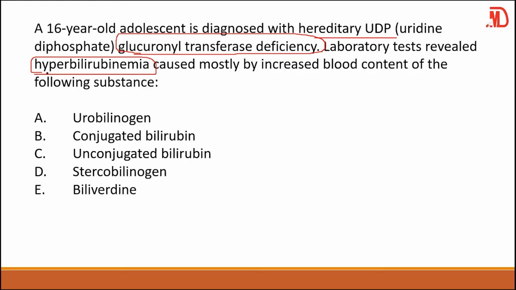Good. So over here, we are looking at unconjugated. Because the question is, the lab reveals this, but this is caused mostly by the increased blood content of the following substance. Of course, we know there's too much bilirubin, but which type of bilirubin? Unconjugated.